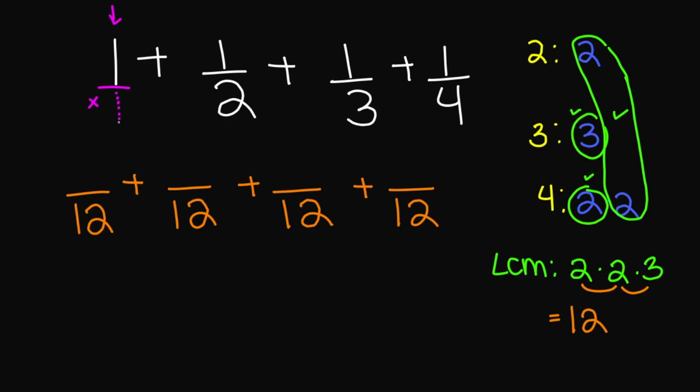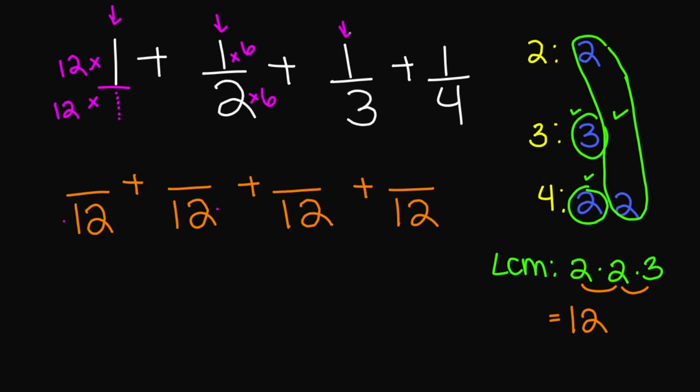So 1 times what number is going to give me 12 in my denominator? 1 times 12 is going to give me 12 in my denominator, so that's perfect. I'm going to multiply top and bottom here by the number 12. Let's look at my 1 over 2. What number times 2 will give me 12 in my denominator? That's going to be the number 6. So I'll multiply top and bottom here by the number 6.